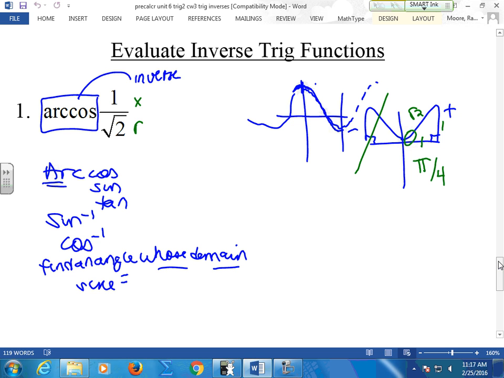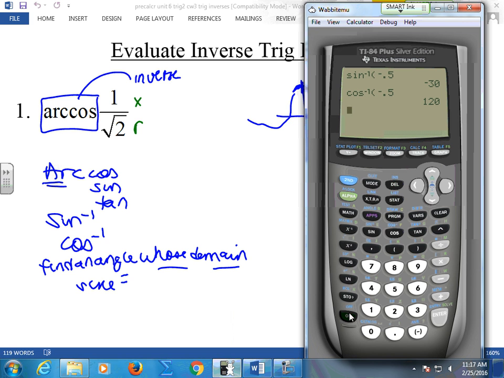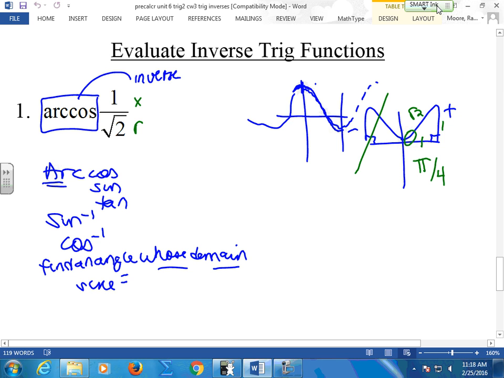Now, if I ask my calculator to find it, it would say, I have it in degrees, second cosine, and you would put in 1 divided by radical 2. And it would say, yep, 45-degree angle. Now, notice your other positive for your cosine was down here, but we didn't look in quadrant 4, right? We only looked at 1 and 2.